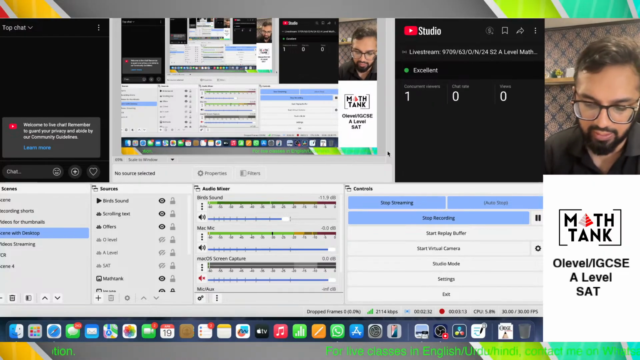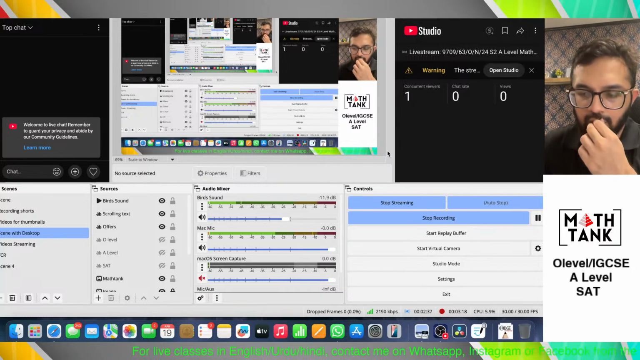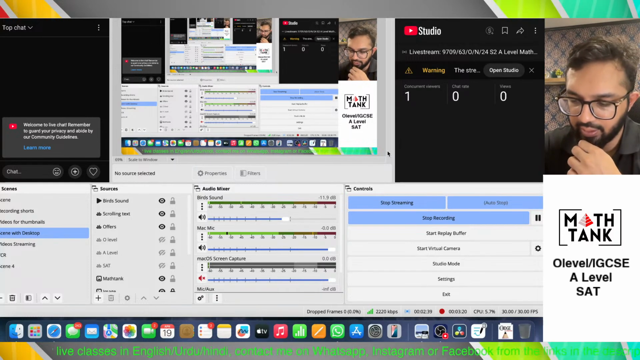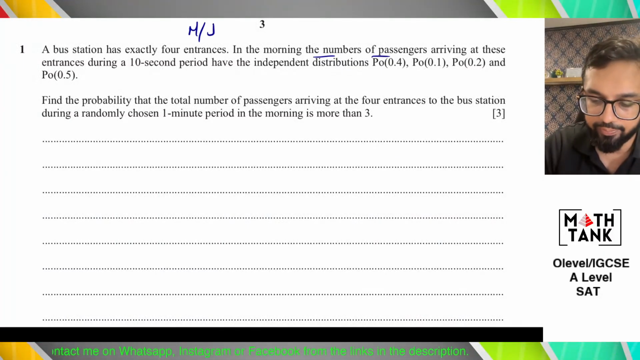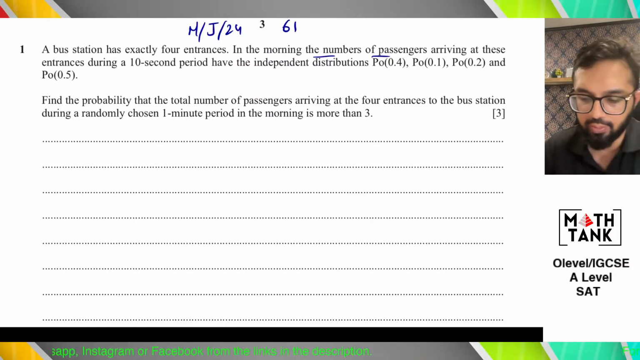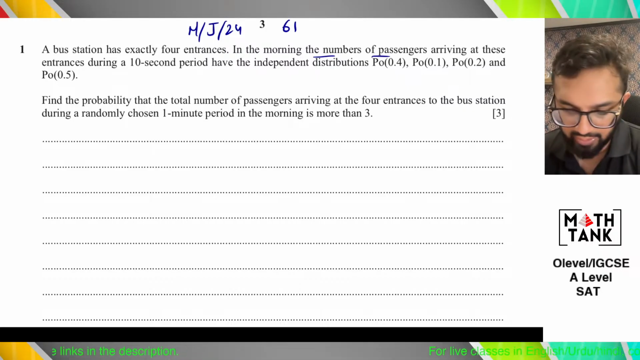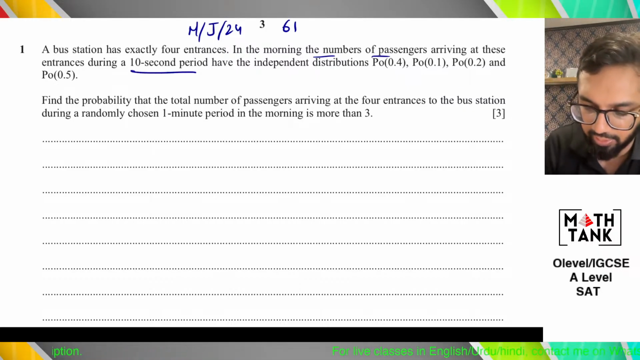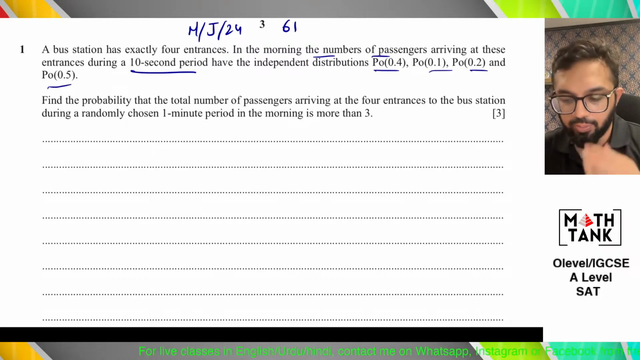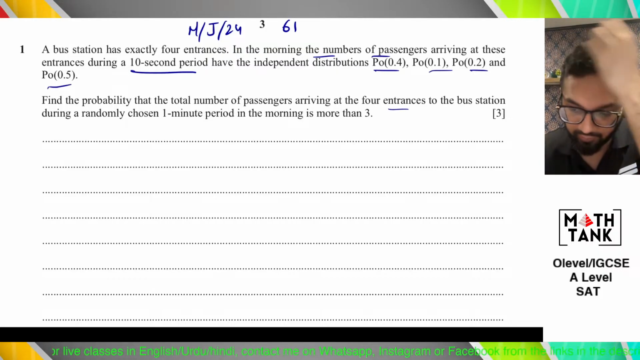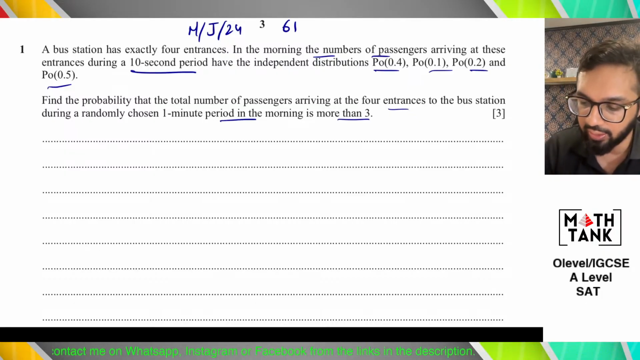Okay, this says a bus station has exactly 4 entrances in the morning. I think this is May, June 24, and the variant is 6-1. Okay, a bus station has exactly 4 entrances in the morning. The number of passengers arriving at these 4 entrances during a 10-second period have independent Poisson distributions as this. Find the probability that the total number of passengers arriving at the 4 entrances during a randomly chosen 1-minute period in the morning is more than 3.